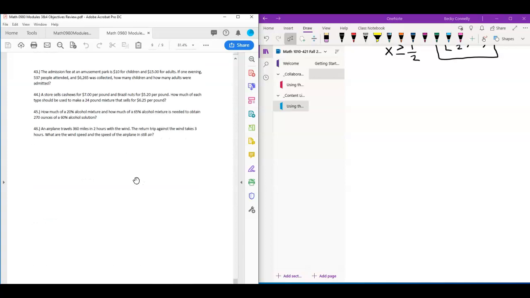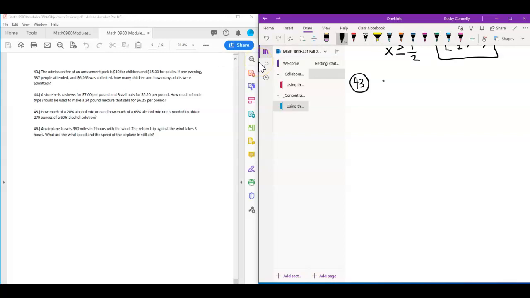All right, so it says the admission fee at an amusement park is $10 for children and $15 for adults. If one evening 537 people attended and $6,265 was collected, how many children and how many adults were admitted? All right, so whenever I start off story problems, these word problems, I always like to assign my variables first. So this last line tells me what I'm trying to find. So those are my variables. So how many children and how many adult tickets.